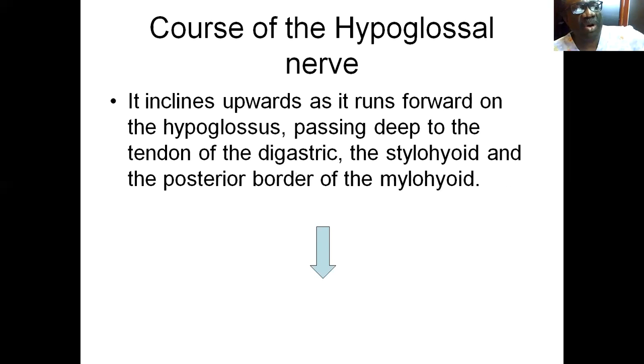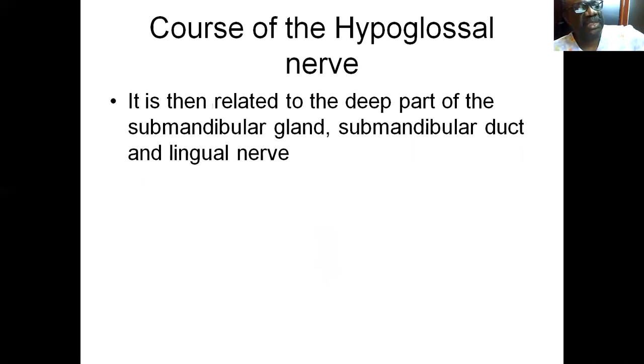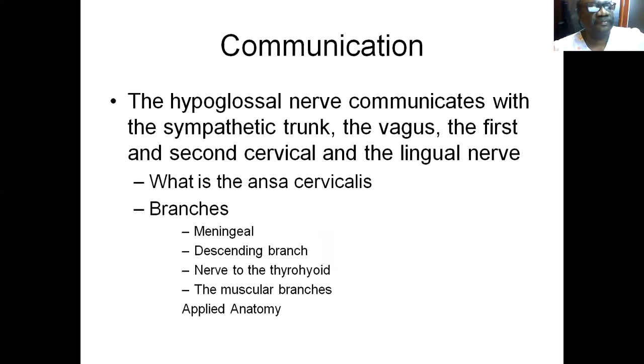It inclines upward as it runs forward on the hypoglossus, passing deep to the tendon of the digastric, the stylohyoid, and the posterior border of the mylohyoid muscle. It is then related to the deeper part of the submandibular gland, the submandibular duct, and the lingual nerve.